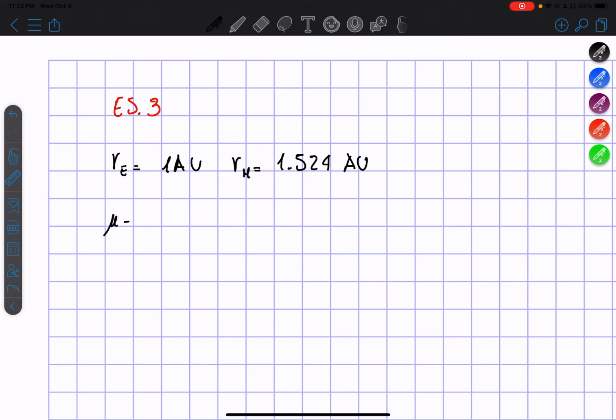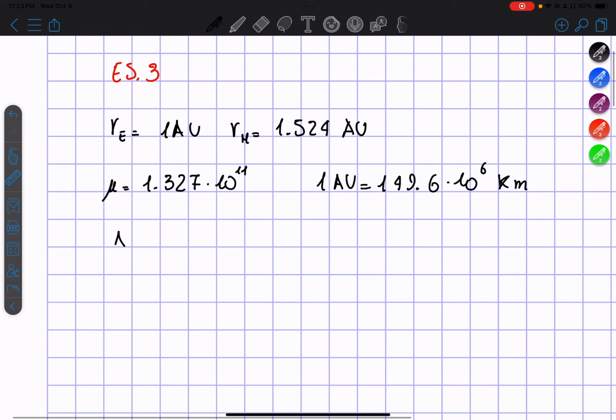Mu of the Sun is 1.327 times 10 to the power of 11. And then, of course, 1 AU is equal to 149.6 times 10 to the power of 6. I'm using, of course, all kilometers and stuff. Now, what is the delta F for the transfer?